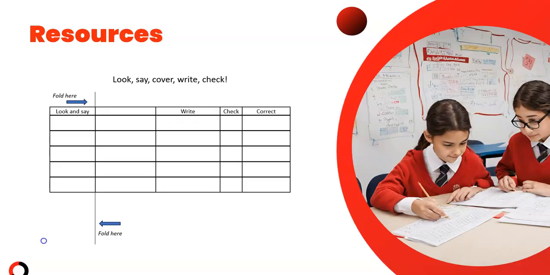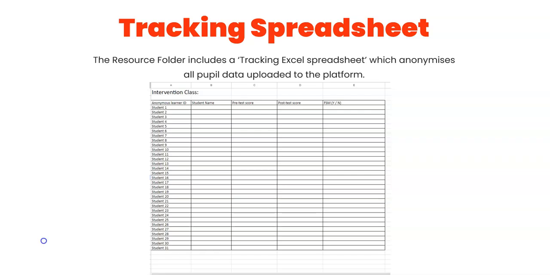In the resource folder, you'll find a template that you could potentially use. You'll also find an assessment guidance sheet as well as frequently asked questions. You'll also see a tracking spreadsheet, and this allows you to link an anonymized student ID to a learner in your class.